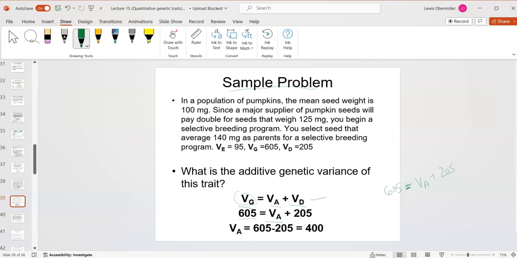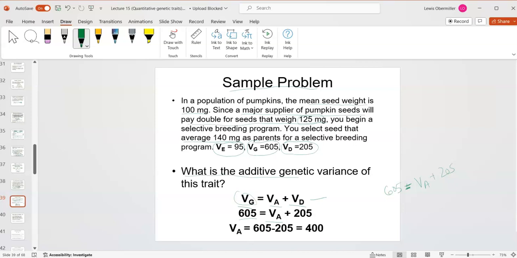I said the mean weight of the pumpkin seed is 100 milligrams. A supplier of pumpkin seeds wants to pay double for your seeds if they weigh 125 milligrams. So your goal is to get the 125. The more 125s you have, the more money you're going to make. So you're going to select seeds that average 140 milligrams as parents for a selective breeding program. These are the values that I've given you. The environmental variance is 95. Genetic variance is 605. Again, you won't have to calculate this; it will be given to you. Dominance variance is 205.